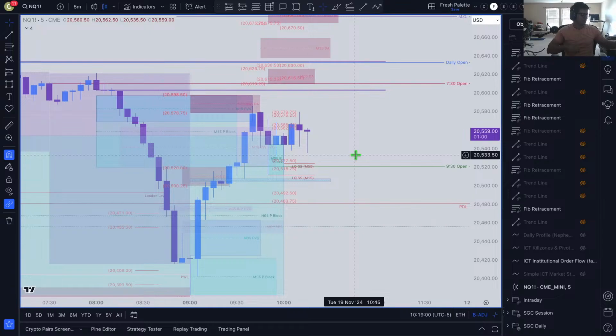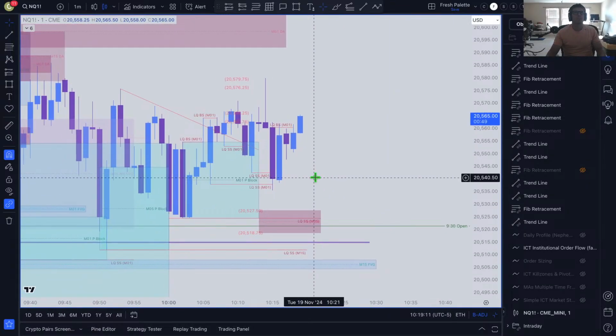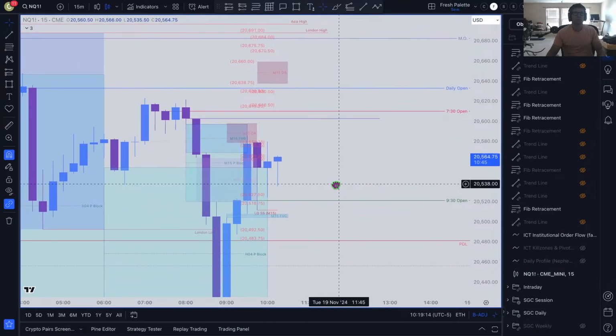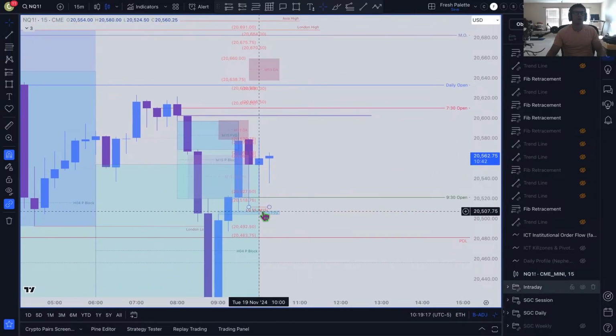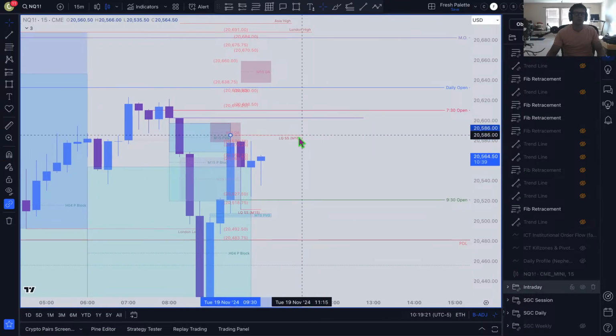The argument is that this wick block is holding on 5-minute and 15-minute. That's what we're trading here. That's the idea. And at this point, you really have also 15-minute buy side liquidity here that could be one of the immediate targets.